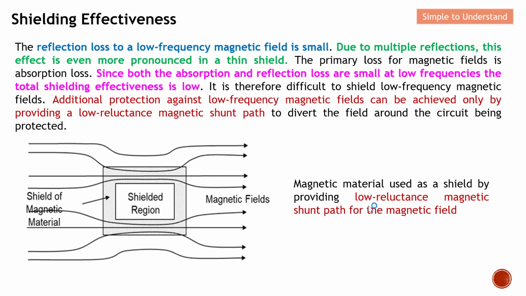All the explanation is mentioned here. The magnetic material is used as a shield by providing a low reluctance magnetic shunt path for the magnetic field to travel. So this is the only way that we can curb against low frequency magnetic field.